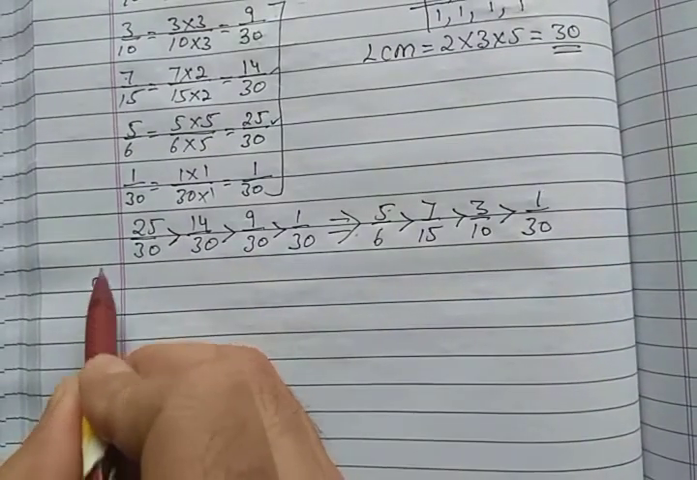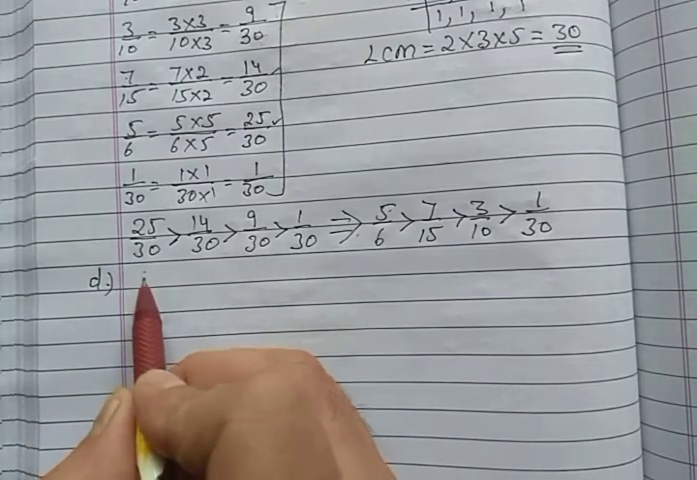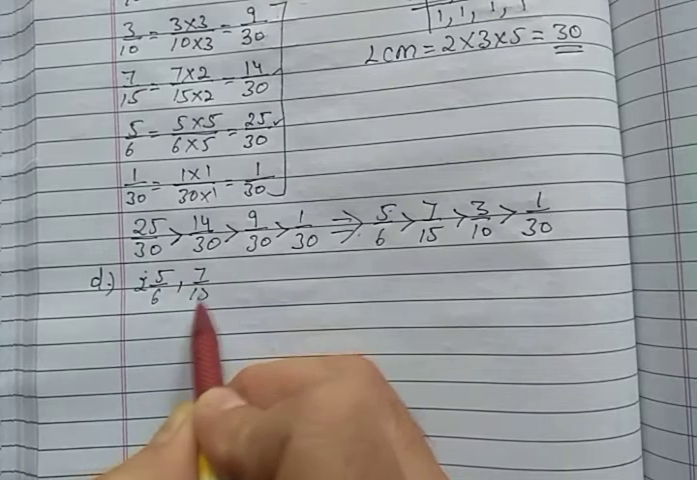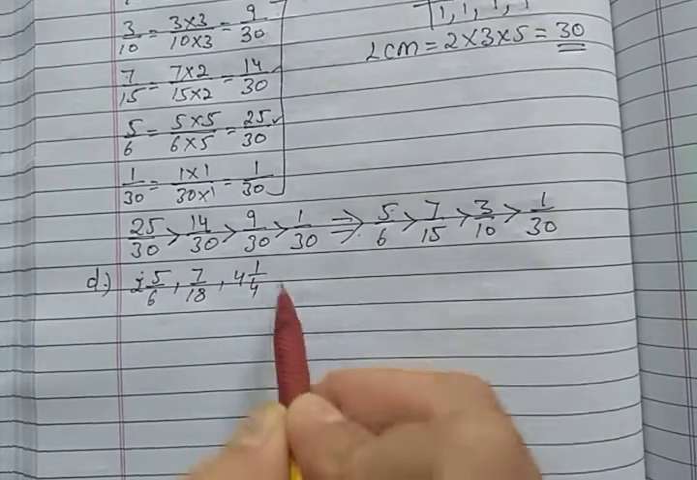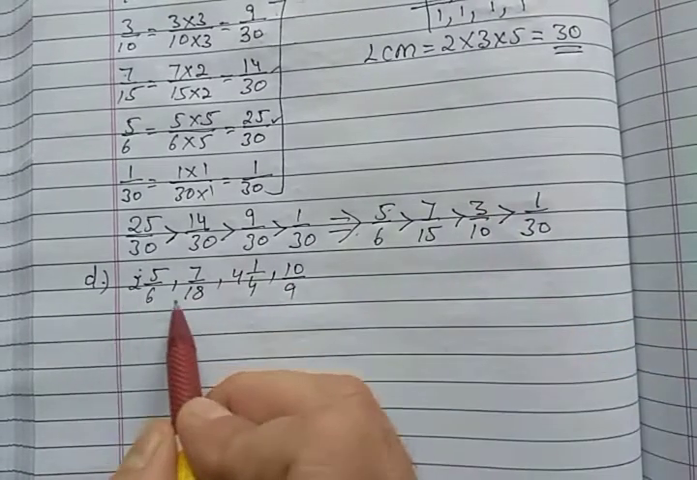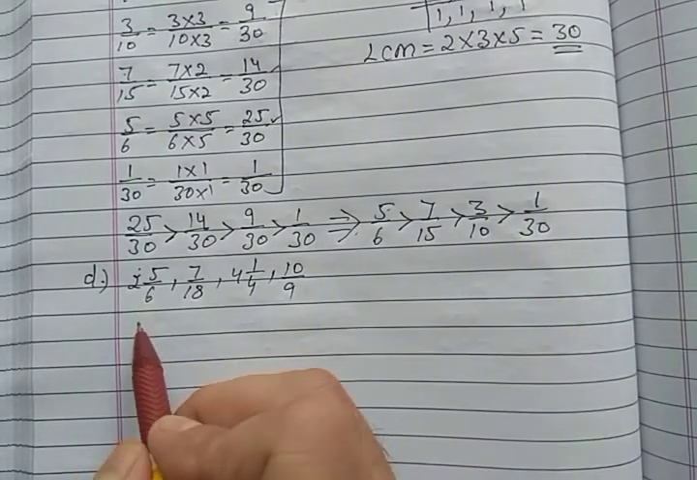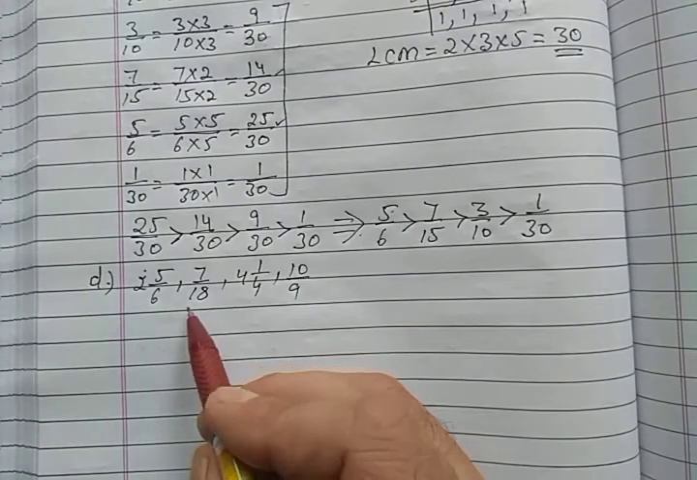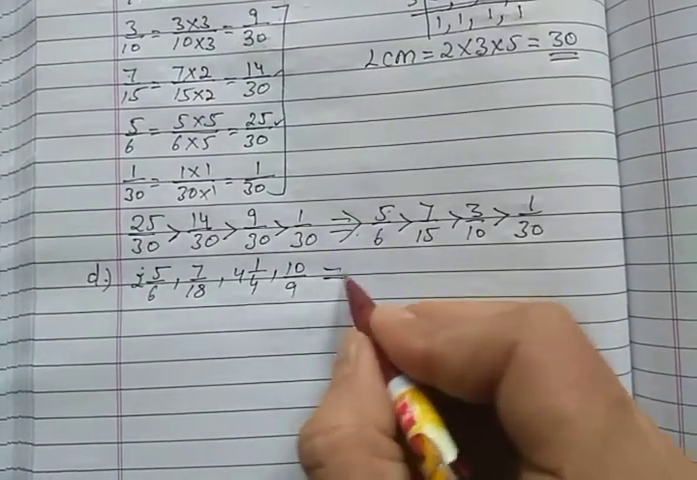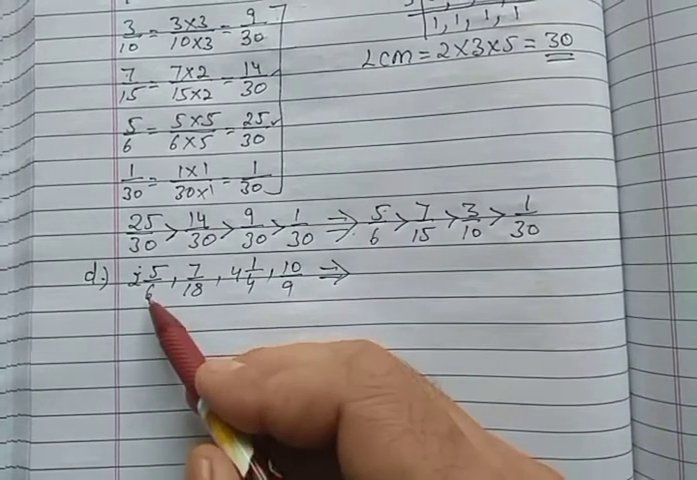D part, last one. 2 and 5 upon 6, 7 upon 18, 4 and 1 upon 4, and 10 upon 9. So here the question is given in mixed number form. So first of all we have to convert it into improper fractions. So how can we convert?